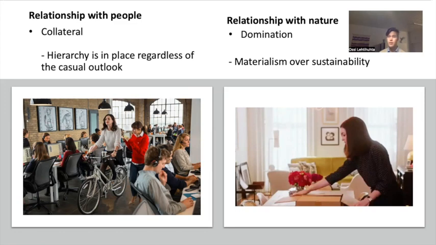The relationship with nature is domination, and this means that materialism is valued higher than sustainability, for example. And this is quite common in the United States.